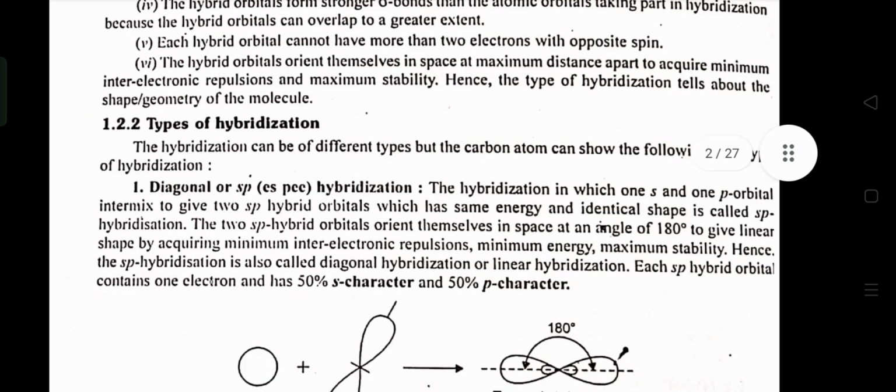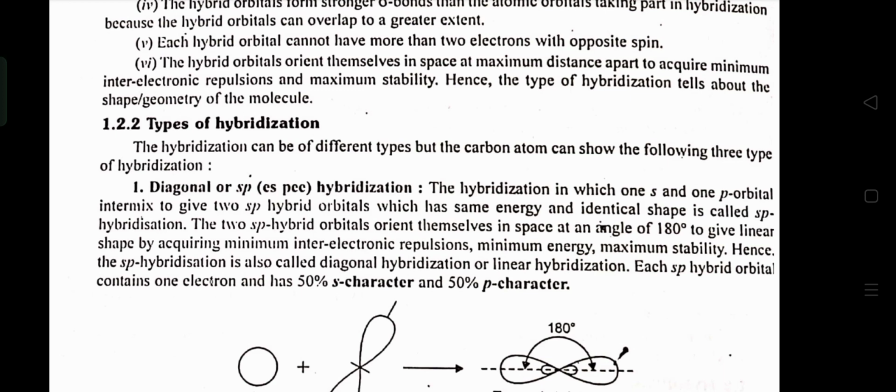Now we will discuss types of hybridization. Hybridization can be of different types, but the carbon atom can show the following three types of hybridization. First one is diagonal or sp hybridization. The hybridization in which one s and one p orbital intermix to give two sp orbitals which have the same energy and identical shape is called sp hybridization.